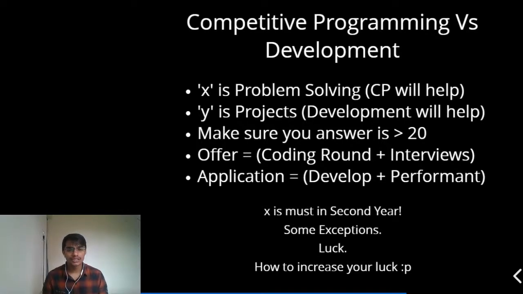That's it. There are some exceptions, as I told. I have seen someone's story, he did not have very great projects, but he was a very good competitive programmer. He cracked some initial rounds and all his interviews were based on, say, problem solving and system design. So he was able to ace the interviews. But that was one case, right? It's not all the cases. So what if you are asked about projects? This can be considered an exception. And here comes the part of luck.